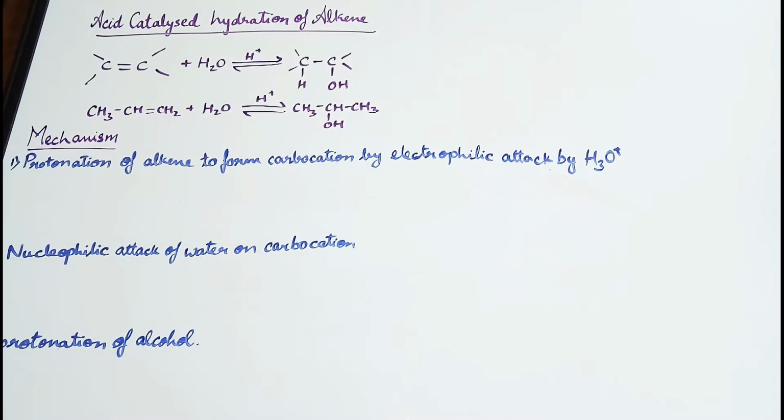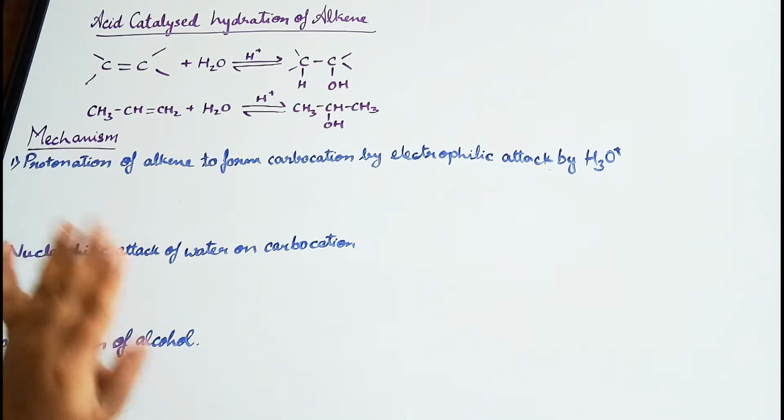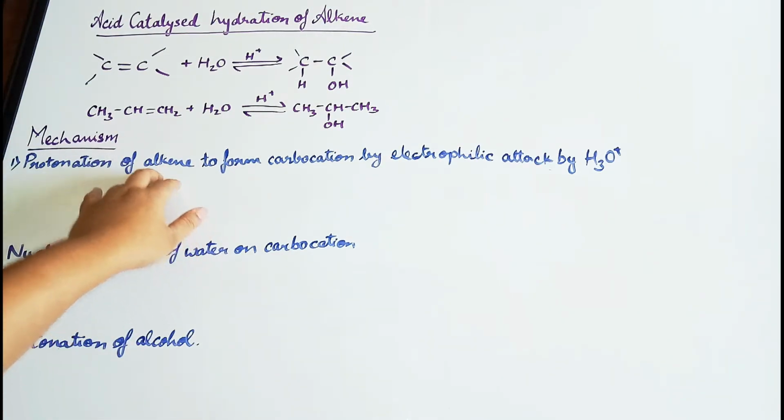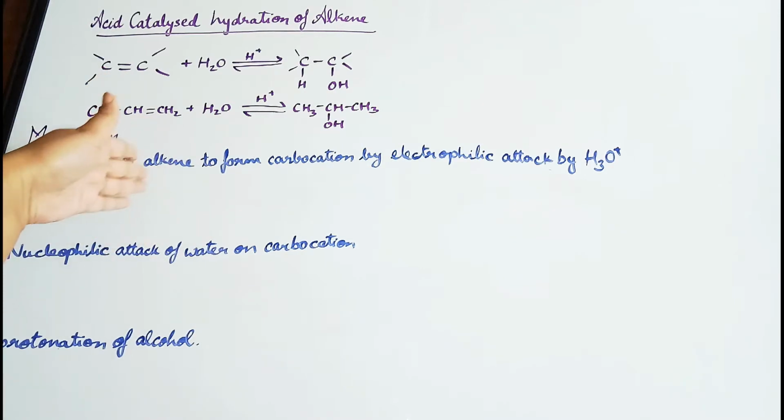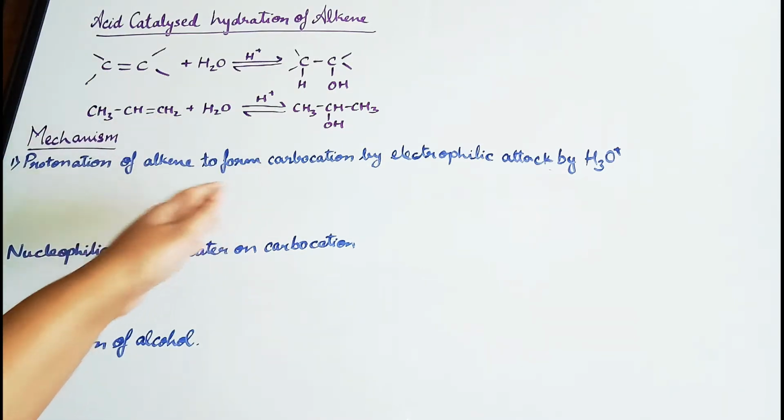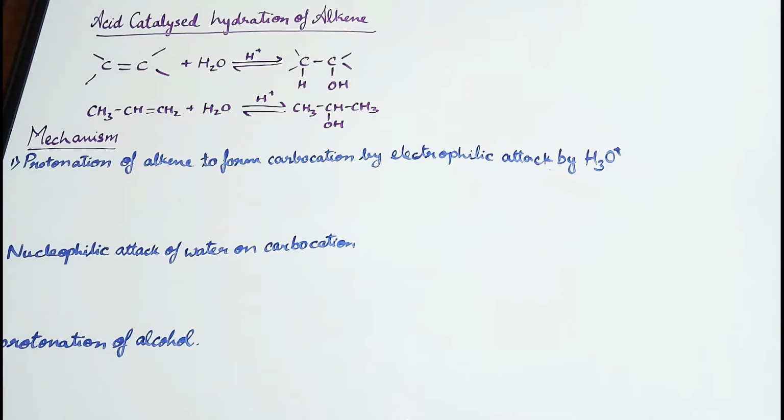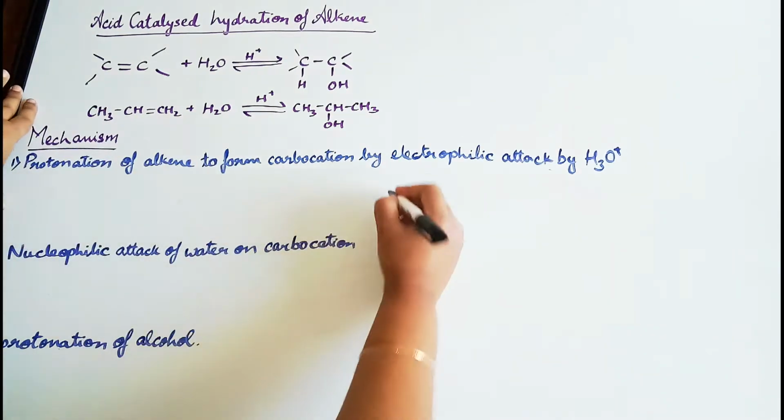Let's discuss the mechanism for this reaction. First step is the protonation of alkene to form carbocation by electrophilic attack by H3O+. In simpler words, it basically means the alkene is going to get attacked by the H3O+, and protonation means a hydrogen atom is going to get added. So basically the double bond is going to break. It's going to get converted to a carbocation.